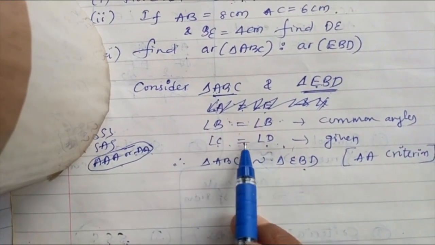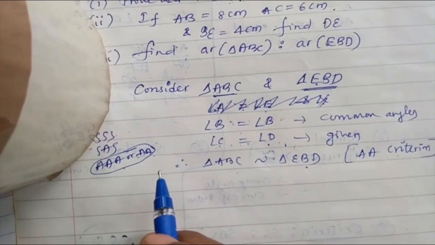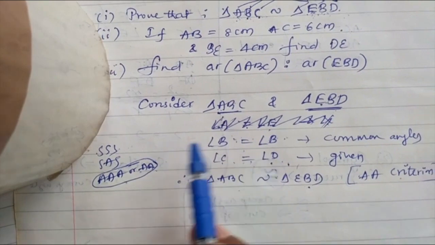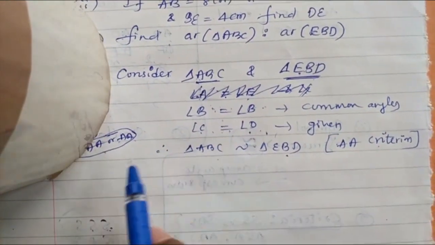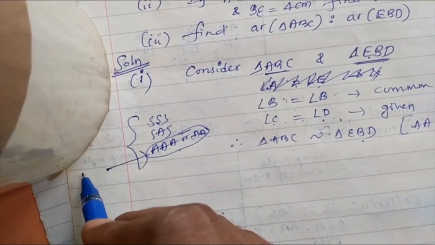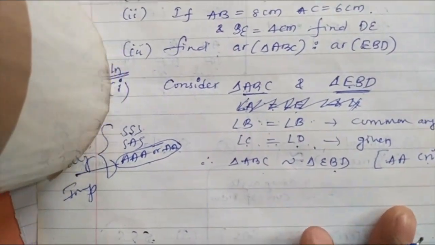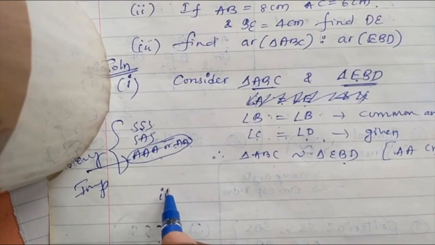If you prove all the three angles are equal, you can write AAA also. Your wish, AA or AAA. If three sides are in proportion, SSS also. I choose AAA here. Out of all the three, AAA is very important. So this is the first level of the similarity of triangles.